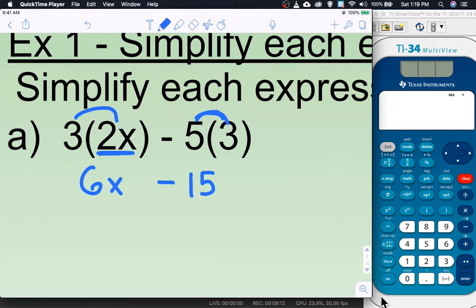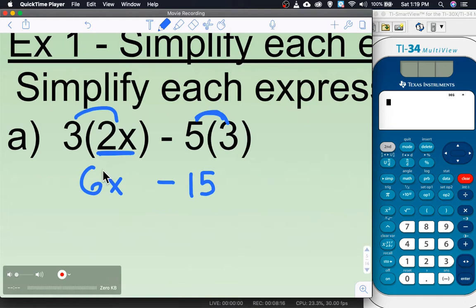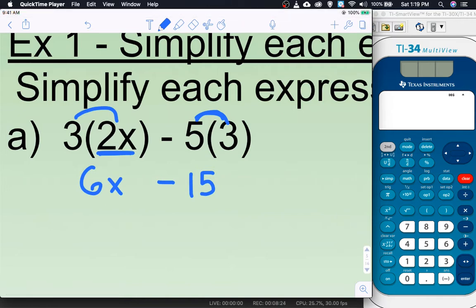Now, my 6x and my minus 15 are not like terms. They don't have the same variable. I have an x here. I have no variable here. They are not like terms, so we cannot combine anymore. This problem's done. There's nothing else to simplify.